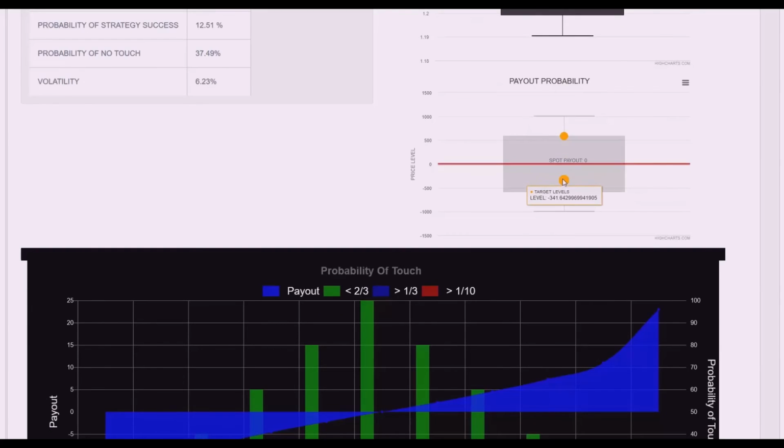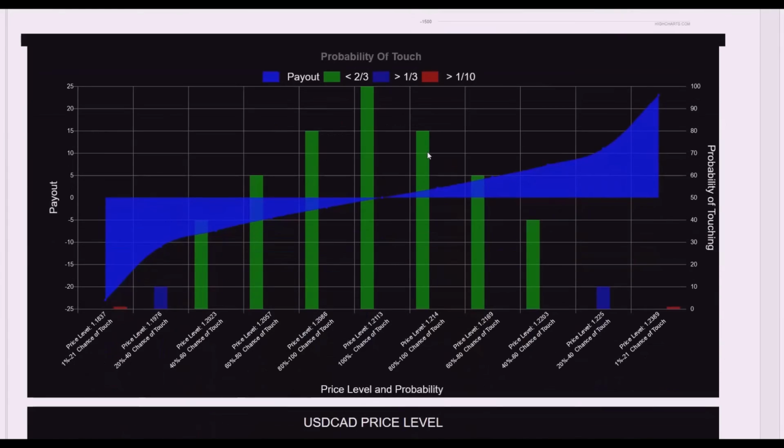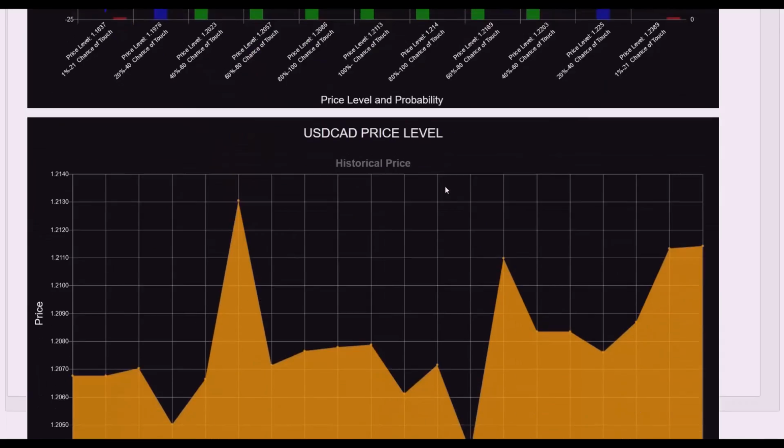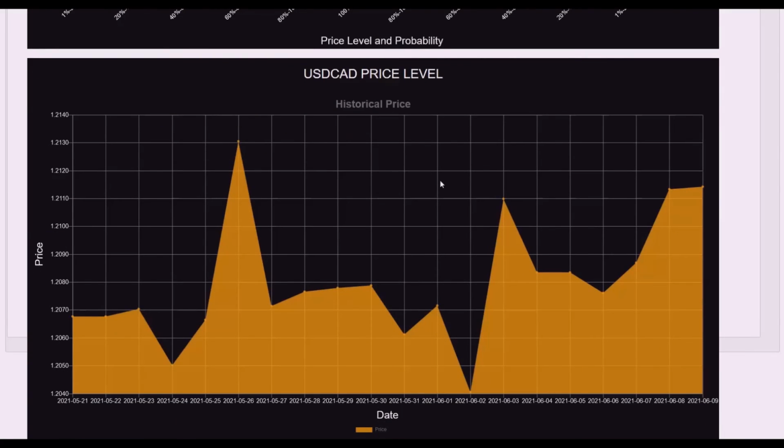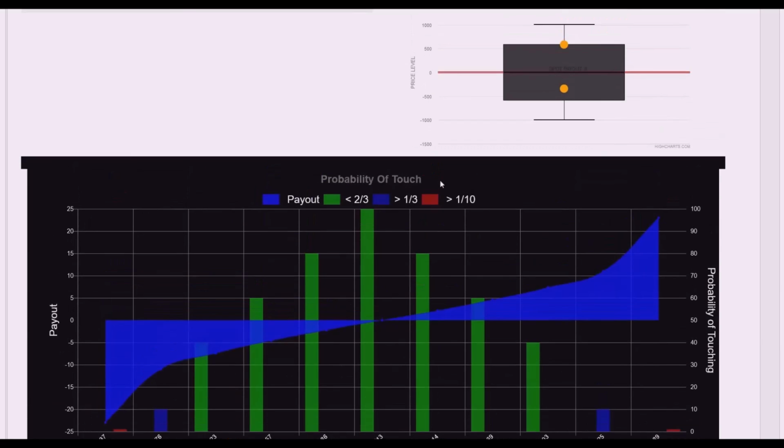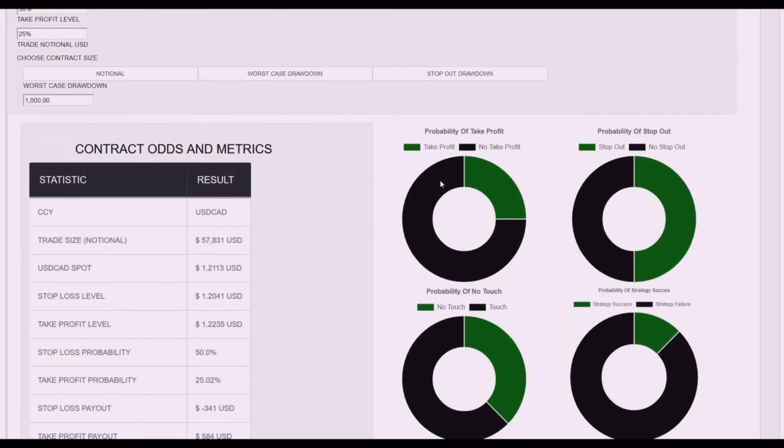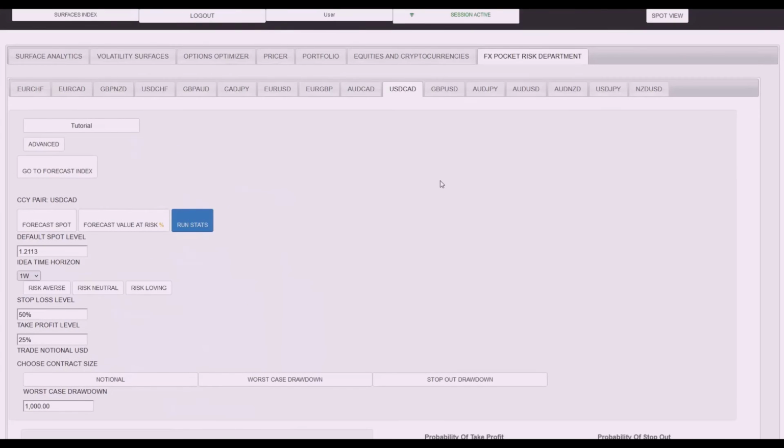We can look at this in terms of the price as well as the payout. For example, our best and worst case scenario in this box plot is $1,000, and our take profit is $580, and our stop loss at $300. Finally, we have a historical data summary as well as a payout chart that VolatilityFX provides.